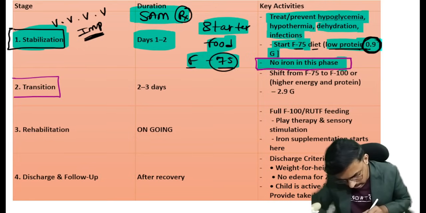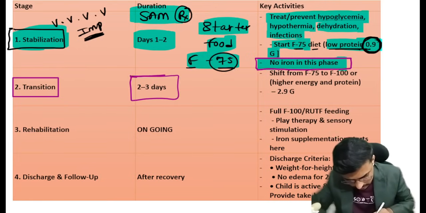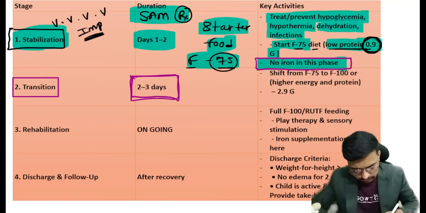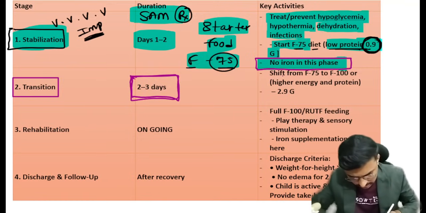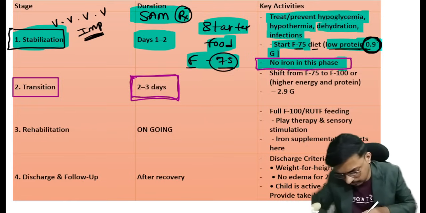Okay, next comes the transition phase. The transition phase will last for a duration of 2 to 3 days. In the transition phase, which food will we give? We will give a maintenance food, and a food which is rich in protein. That is very important. We call this the catch up food.